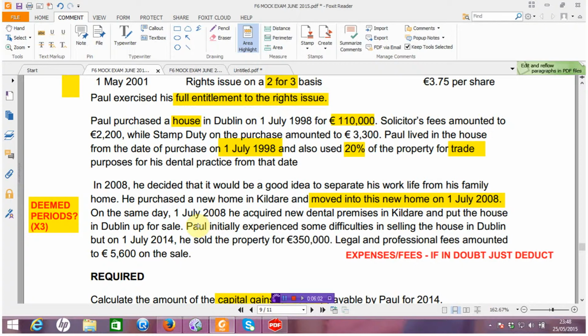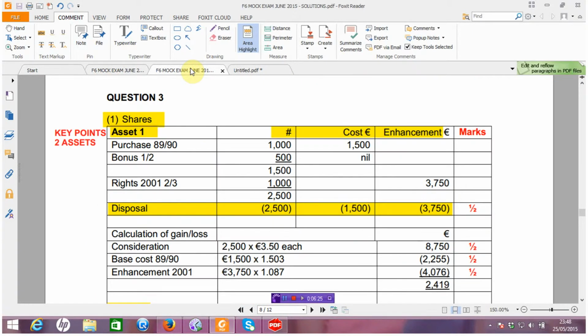Over and above the information above in terms of costs and dates, it looks like on July 14, he sold the property for $350 and had some legal fees. Again, I'd be looking to simply deduct those and pick up a half mark probably for doing so. Okay, so that's the basic setup on the question itself. Let's have a look at the answer now.